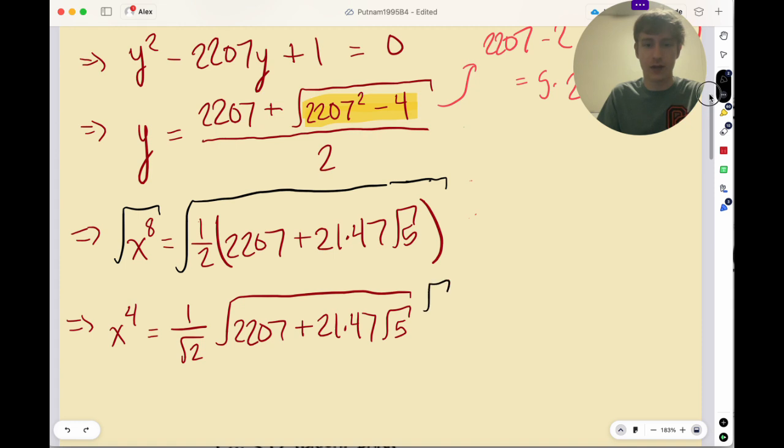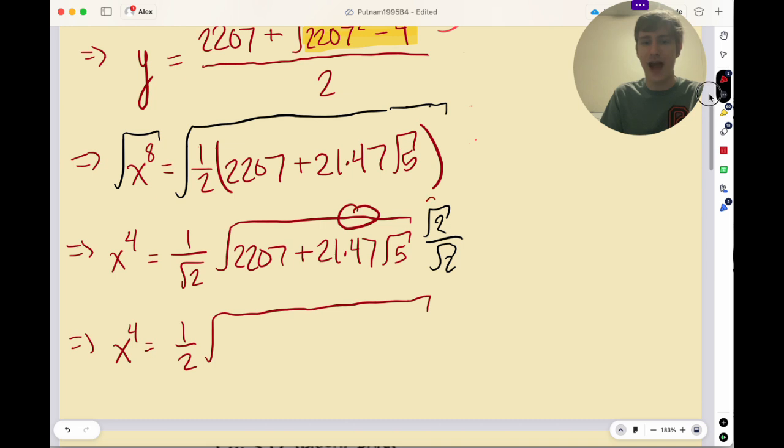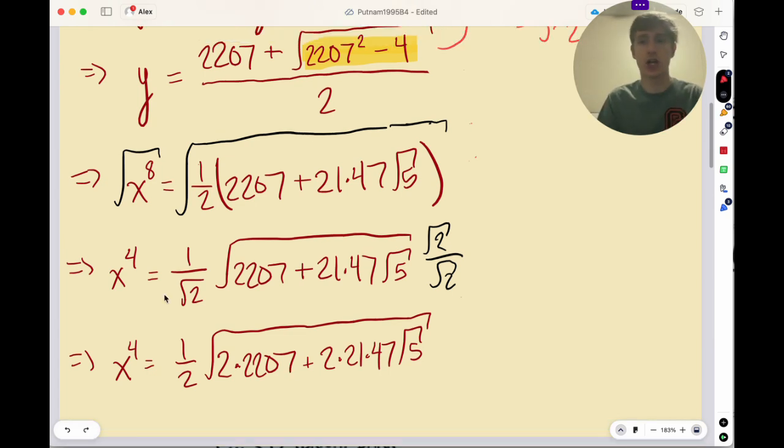So let's just rationalize, multiply this by root 2 over root 2, and we get something a little surprising. We get that x to the 4th equals, now it's just 1/2 times the square root of, now this square root of 2 is going to come in this radical, so I need to multiply both of these guys by 2. So this is going to be 2 times 2207 plus 2 times 21 times 47 root 5. Our job is to try to simplify this to write it in a form that possibly looks like a plus b root c, where c is probably 5, all divided by d.